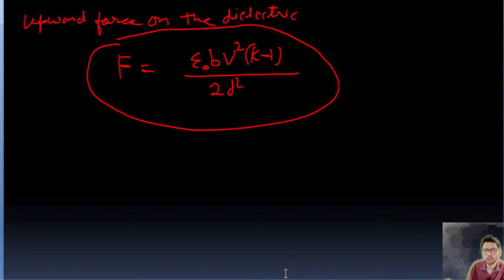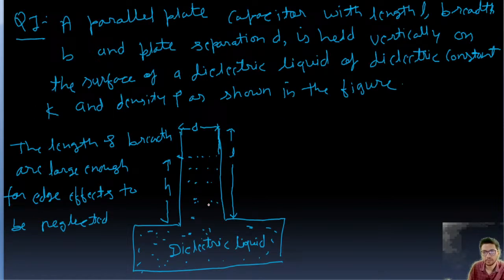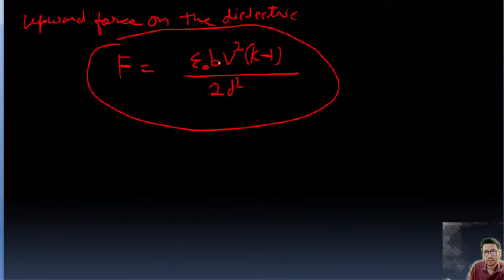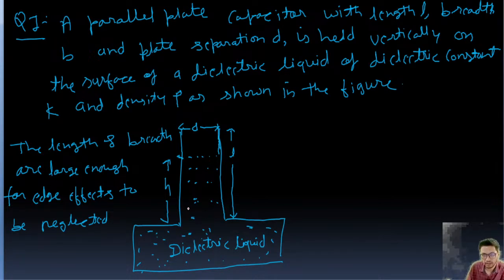So this is the force, guys, which you need to note down. If you get this arrangement, this type of arrangement, a parallel plate capacitor with a dielectric, and this dielectric goes up, so there's an upward force, and that force is equal to epsilon 0 b V square (k minus 1) upon 2d square, where b is the breadth of the rectangular plate. Well, now because this is a liquid, and it is rising up to height h, what is the force for that?